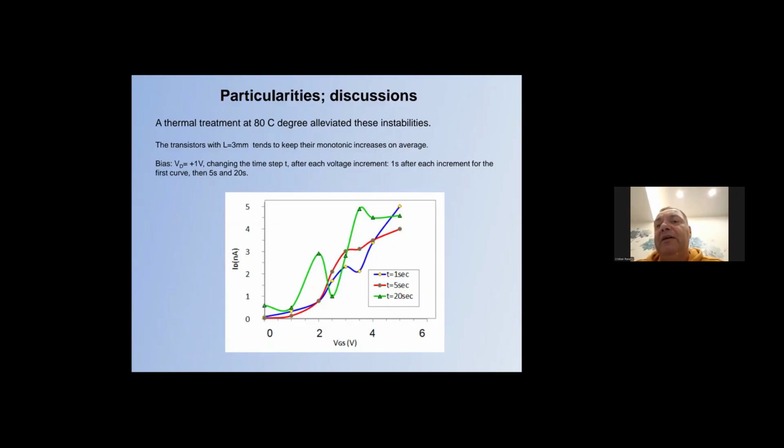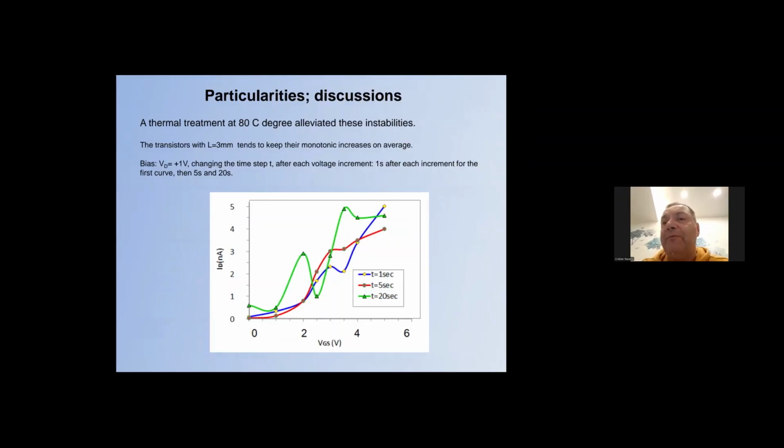And we can observe also here the characteristics, drain current versus gate voltage, but the curves are recorded at different times. If the voltages are changed and then measured after 1 second, 5 seconds, 20 seconds, we obtain these different curves. However, the average increase happens in all situations, and the characteristics are much more stable now.